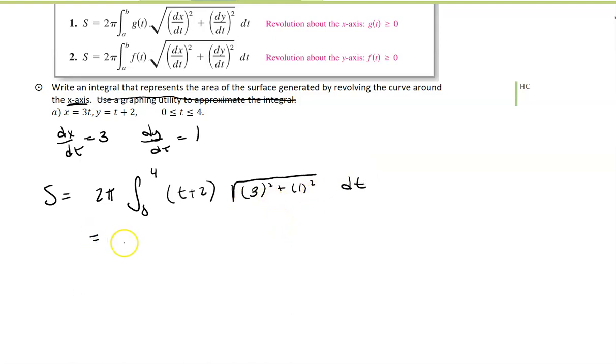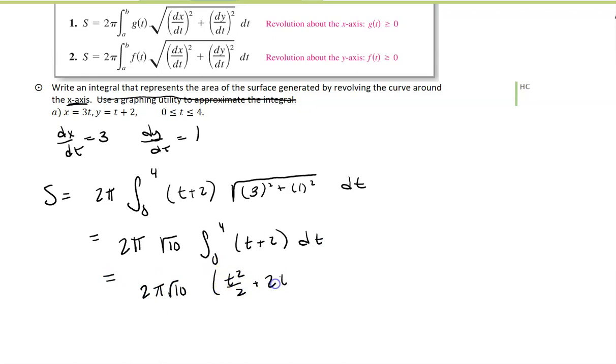Now this is your favorite scenario when the whole square root thing ends up being a constant, because I can just go ahead and bring out 2 pi, and the square root of 9 plus 1, which is 10. And then we're just left integrating t plus 2, which is really simple. So I have 2 pi square root of 10 times t squared over 2 plus 2t, going from t equals 0 to t equals 4.